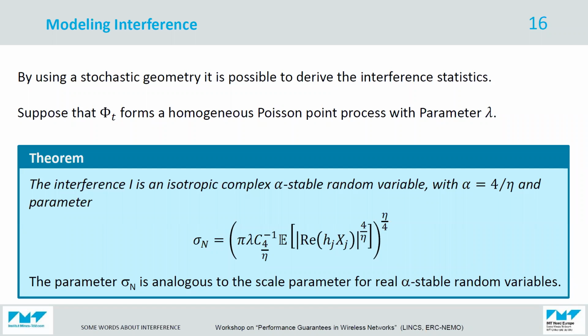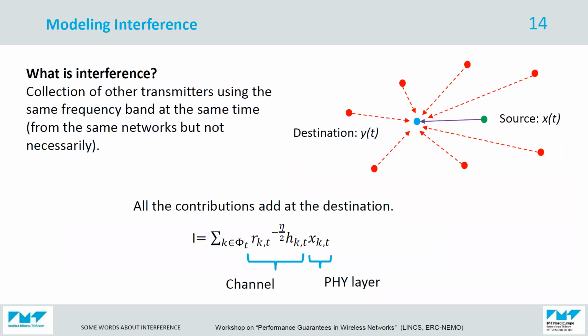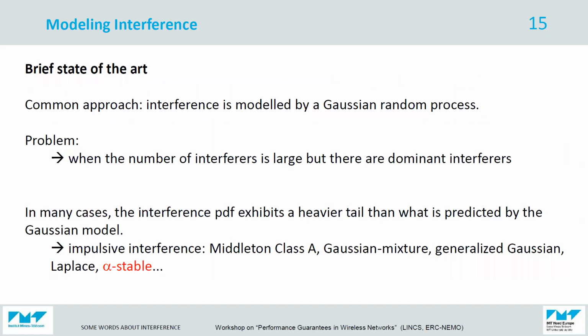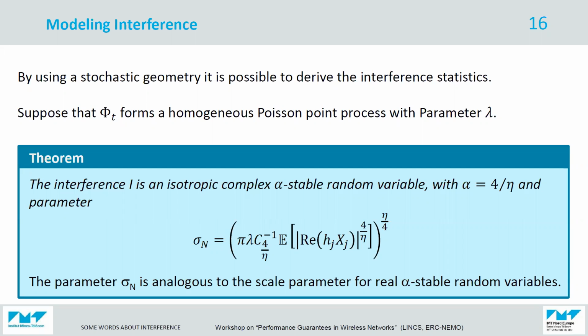If you consider that you have your interferers arranged according to a homogeneous Poisson point process, and if you have exactly the model I presented a bit before, I equal to this equation there, then you can show, and you have the long way and the short way, that I is an isotropic, so in the complex case, isotropic alpha stable random variable. And you can calculate the alpha, which only depends on the eta there, which is my channel attenuation coefficient. So it really only depends on that. It's a bit surprising, but it is.